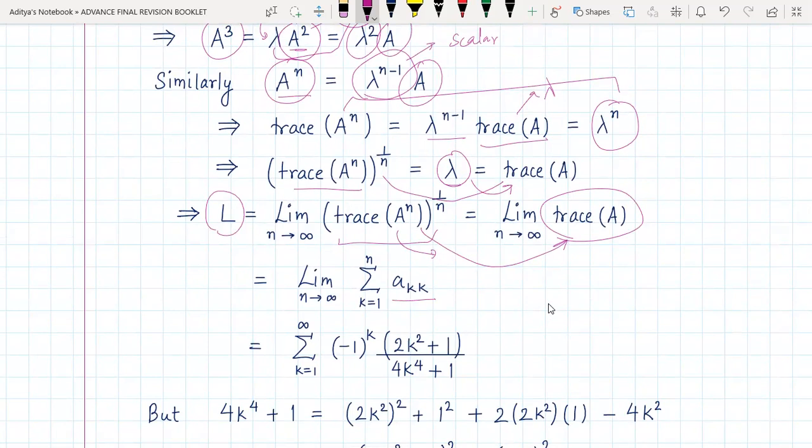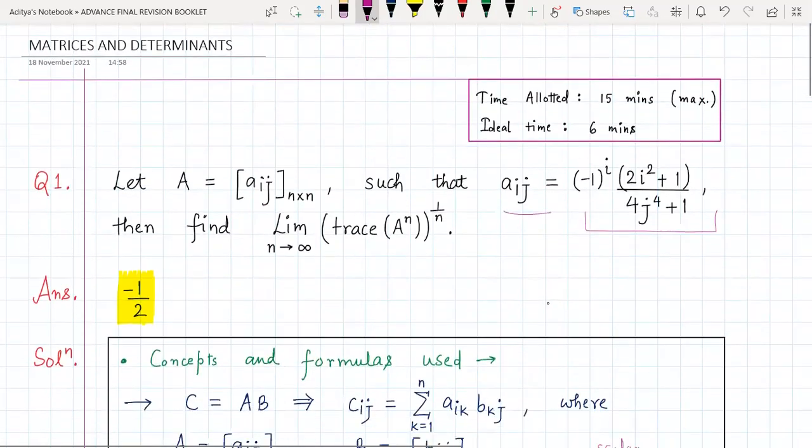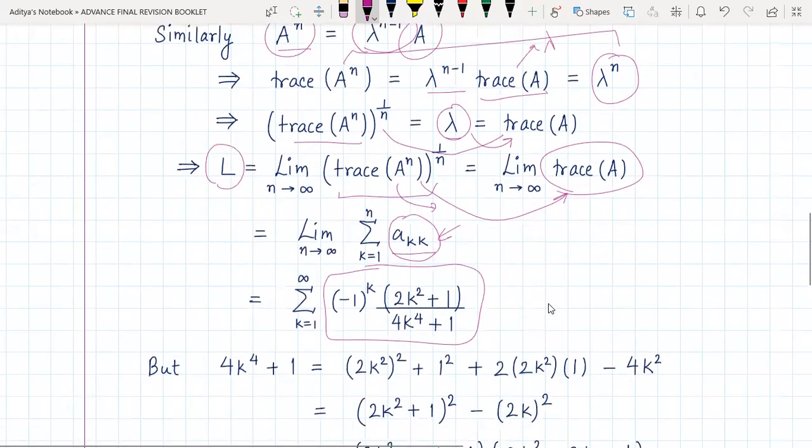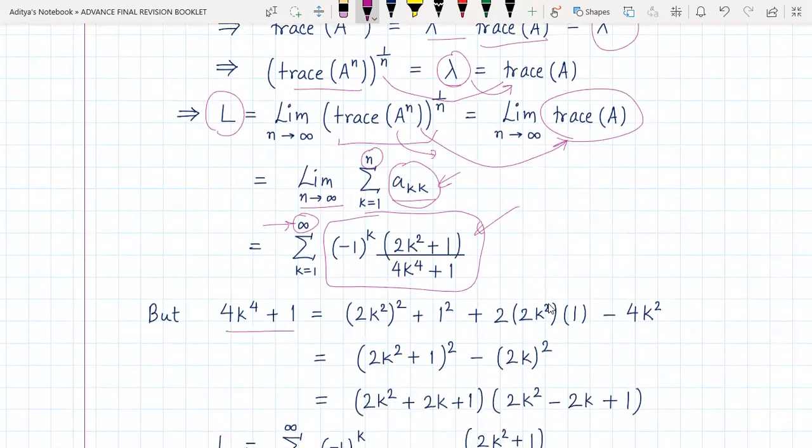Now what I'll do is substitute the value of this particular term. A_kk is obviously going to be this quantity because we are given A_ij is equal to this. So you put i and j both k. So that expression we have written down here. And in this limit n tends to infinity, I've directly replaced n by infinity because obviously that's what it represents. Summation up till infinity.